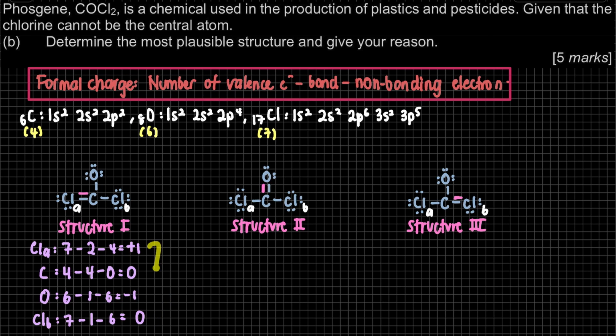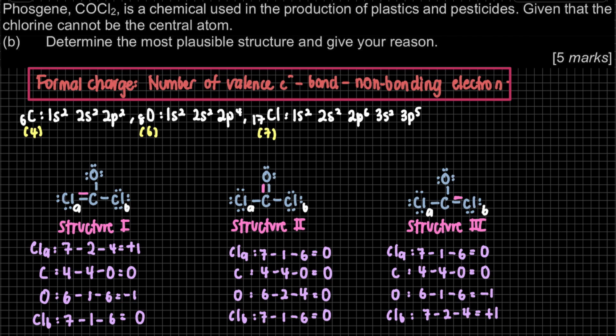So I have shown the steps for structure 1, then you can try yourself for structure 2 and structure 3, to see whether you get the same answer as mine, which I will show later. If you have done the calculation, then you will get all these values. Please check whether you get the same as mine. Okay, so this is the formal charge of each atom.